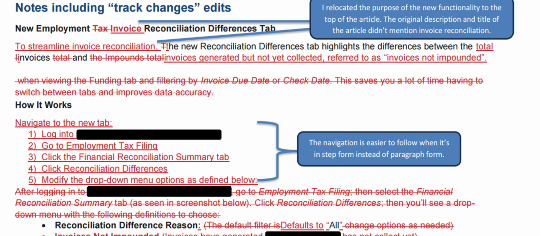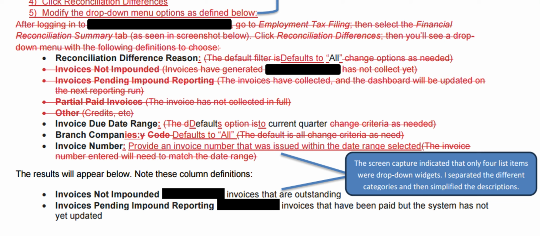And finally, the drop-down menu definitions. Several of these bullets said to change criteria as needed, which felt a bit too obvious. I used my favorite key, delete. I also noticed that some of the definitions weren't about the drop-down menu, they were report column definitions. I moved the report column definitions to a new section.